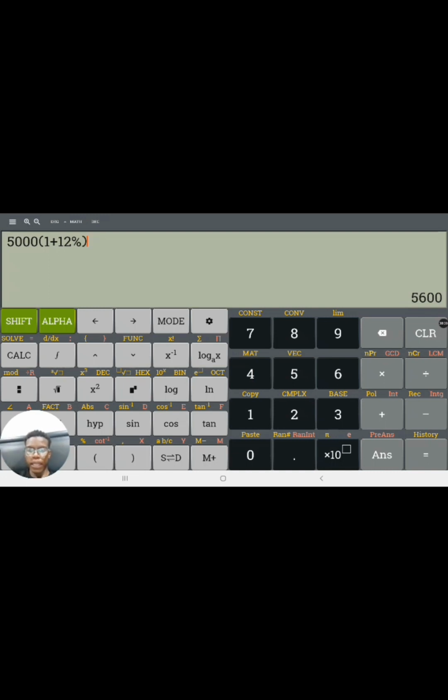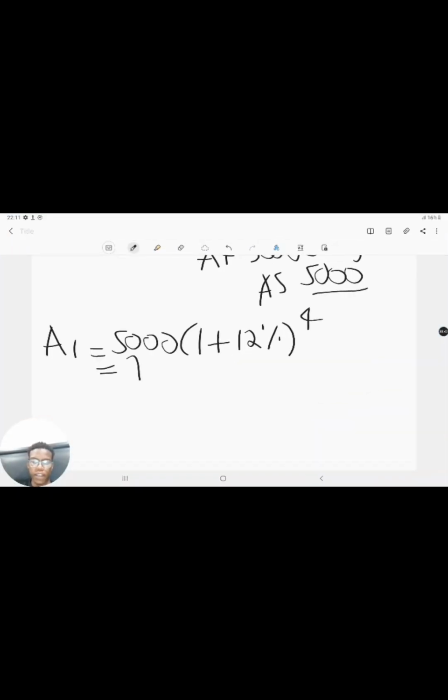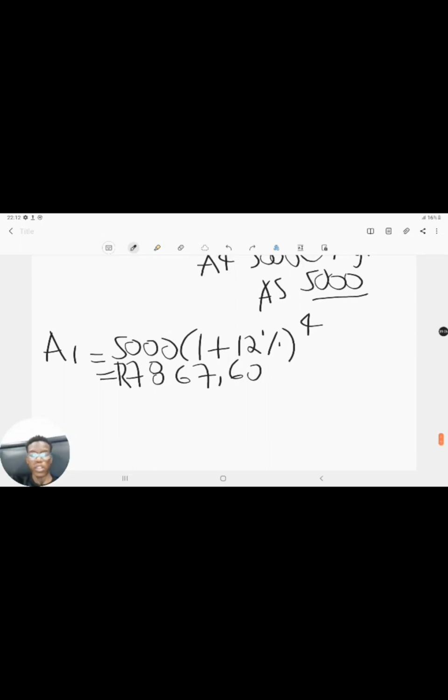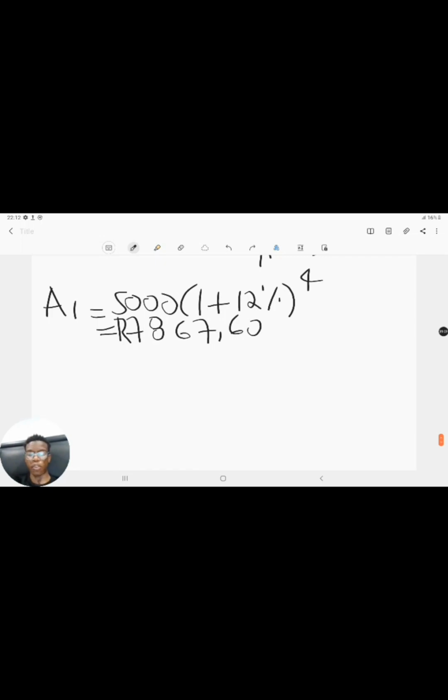Okay, and then that is to the power of 4. It's going to give you 7867,60 rands. So in essence, this 5,000 rands that he removed at the end of the first year is not just 5,000. You can see that he essentially removed 7,867 rands 60 cents from his account, right? This is how much he actually removed. This is how much he actually compromised. It's including the profits that he would have made.